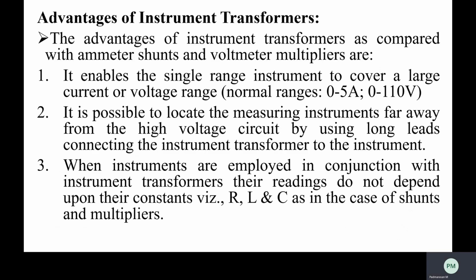There are some merits or advantages of instrument transformers as compared with ammeter shunts and voltage multipliers. First, it enables a single range instrument to cover a large current or voltage range. Normally the current range is 0 to 5 amps and the voltage range is 0 to 110 volts. Second, it is possible to locate the measuring instruments far away from the high voltage circuit by using long leads connecting the instrument transformer to the instrument.